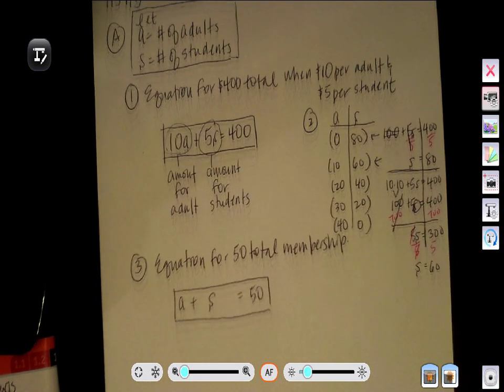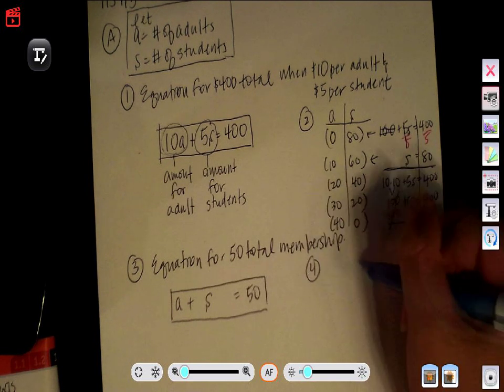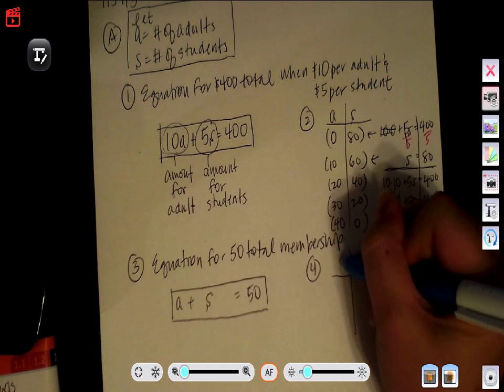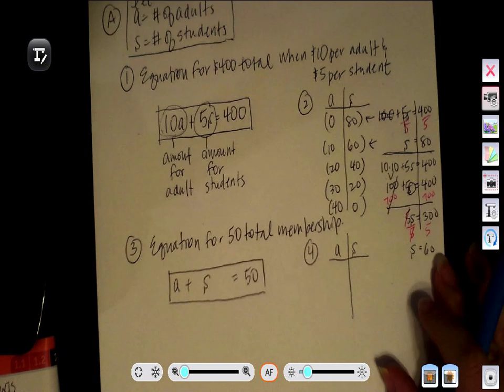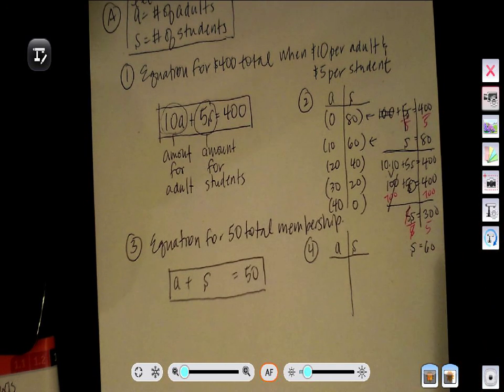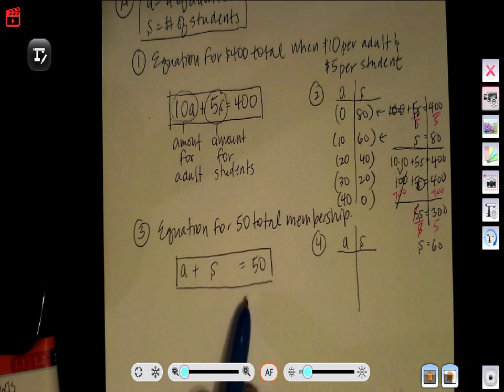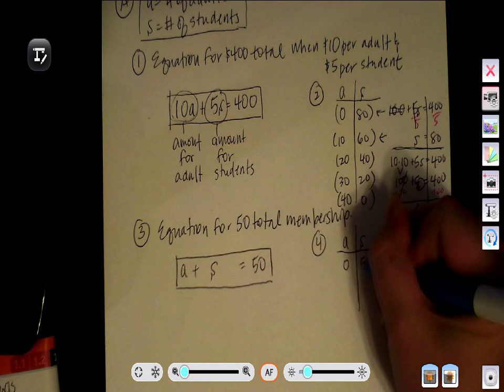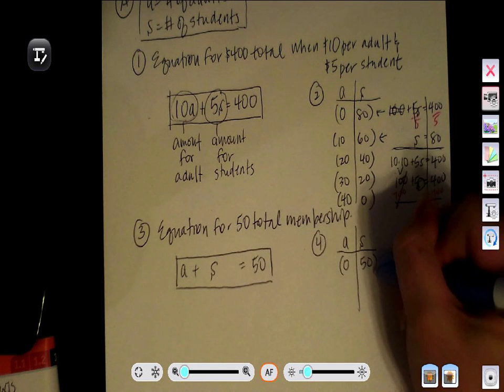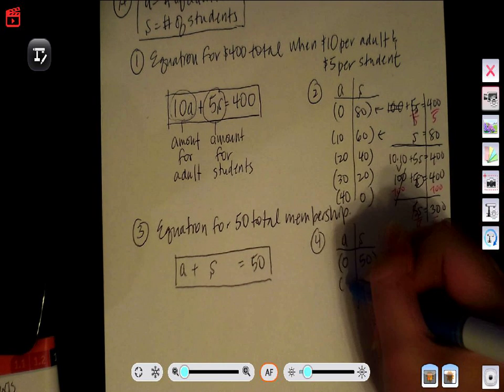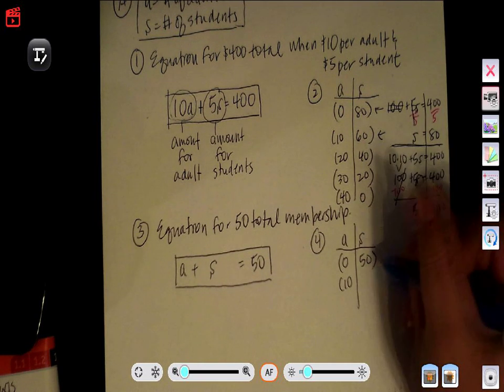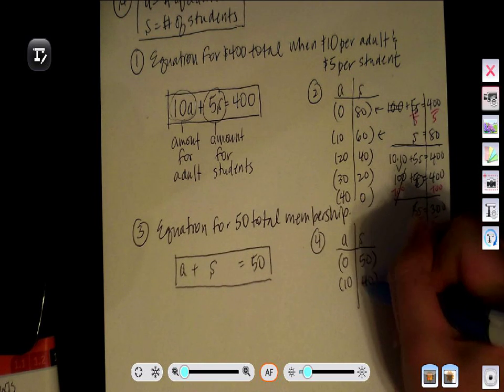Okay. On the other hand, for A4, you're still doing the same exact thing again, because CMP3 programs tend to repeat the same questions, but we're repeating the same questions with a different equation now. So you're saying, well, let's say I have 0 adults. If the adults and students add up to 50, that means that I had 50 students, right? So 0, 50 is another set of coordinates. You can also have 10, 40. That'll add up to 50 students.